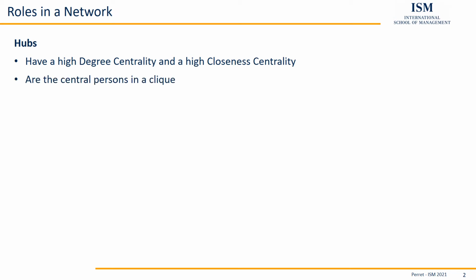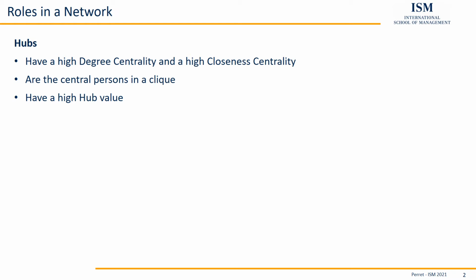In addition, usually you can see hubs as the central persons, the central actors in a clique. So they are well connected inside the clique, but connect the clique to other parts of the network. They are basically the gatekeepers to this particular clique. And obviously, in addition to a relatively high degree centrality and a relatively high closeness centrality, they also have a relatively high hub score.